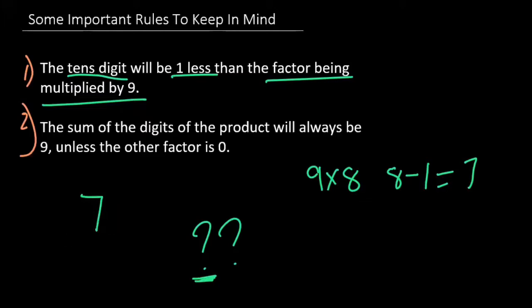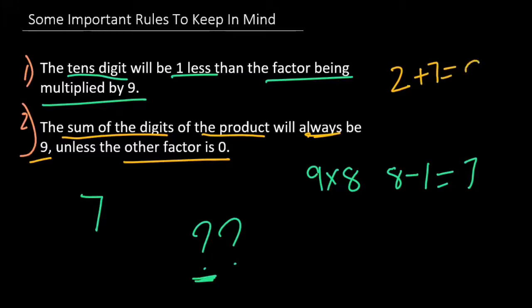And the second rule that we have to keep in mind is the sum of the digits of the product will always be 9 unless the other factor is 0. So what that basically means is we need to find a number that when added to 7 equals 9. A number that when added to 7 equals 9 is 2. 2 plus 7 is equal to 9.